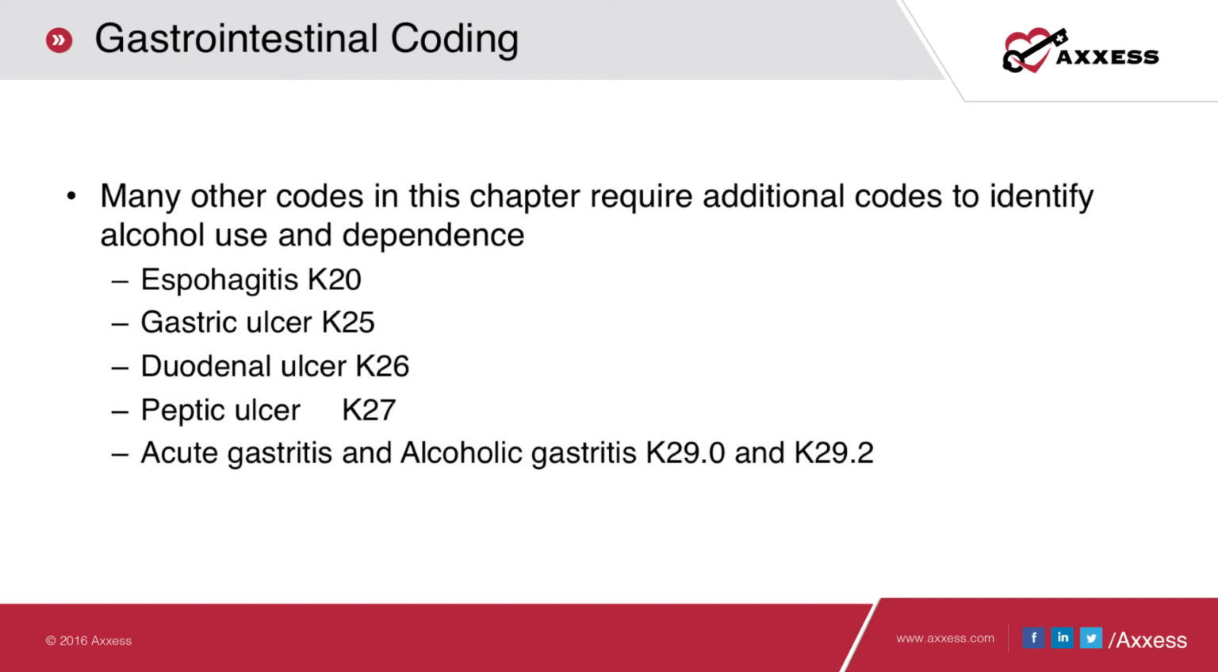Now, many of the other codes in Chapter 11 require additional codes to identify alcohol use and dependence. For example, the esophagitis codes at K20, the gastric ulcer codes at K25, the duodenal ulcers at K26, and peptic ulcers at K27. Also, your acute gastritis and alcoholic gastritis at K29.0 and K29.2. All of those codes, you'll notice there's guidance that tells you to use an additional code if the patient has had any problems with alcohol use or alcohol dependence, okay?